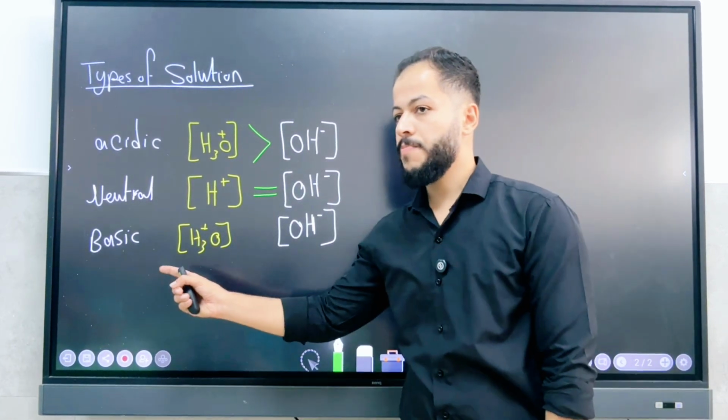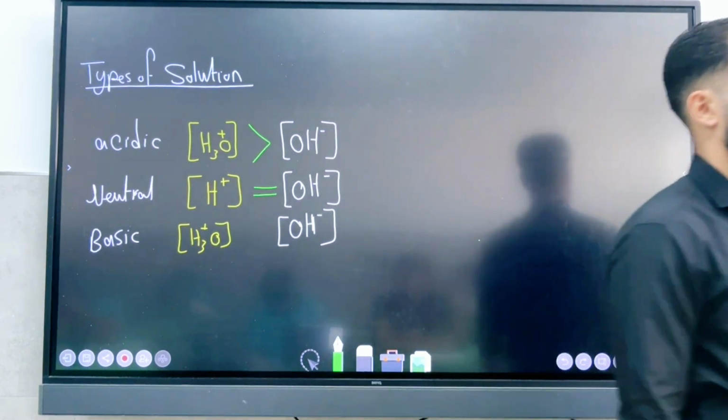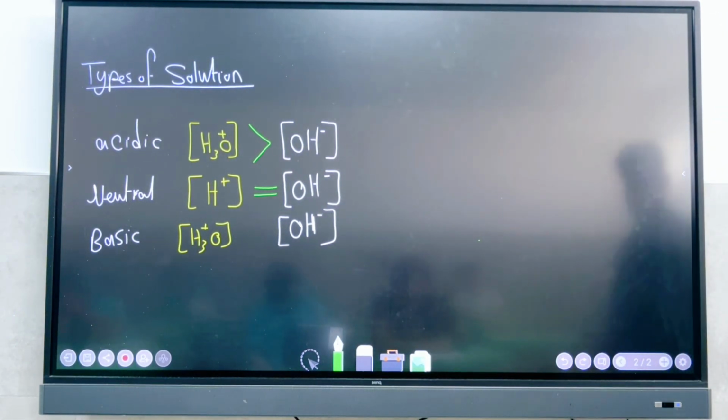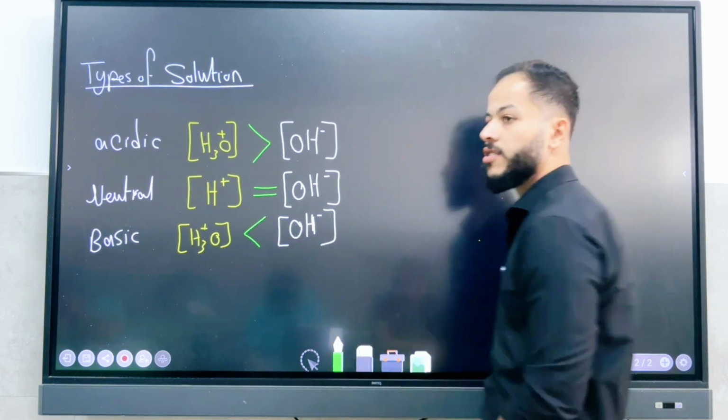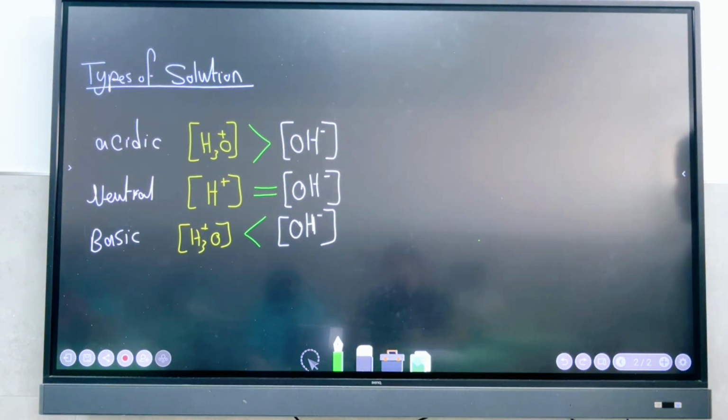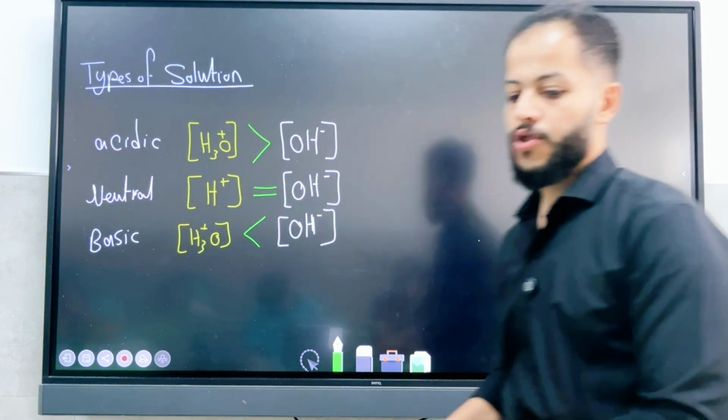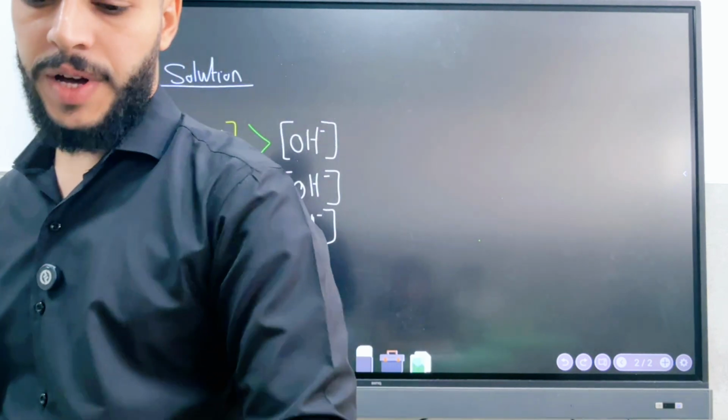And if it's basic, the hydronium is less than the hydroxide ion. This would mean the hydroxide ion will be greater. Okay? We need to prove that with chemical calculations of the concentrations of the hydronium ion and hydroxide ion in different compounds. Okay?